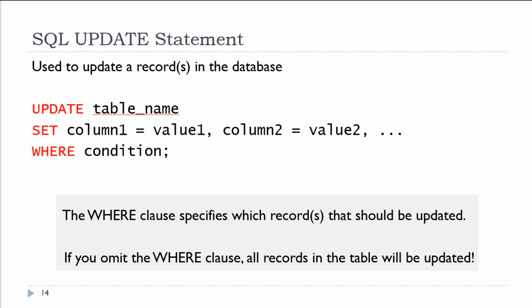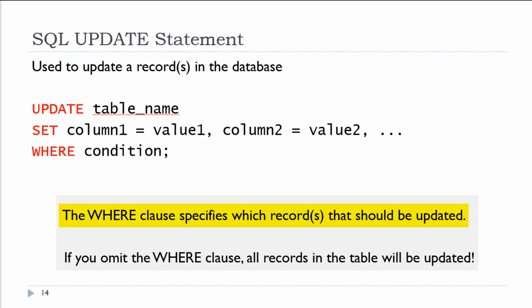The SQL update statement is used to update a record or records in the database. So we use the update command with the set keyword, and you don't necessarily need a where condition, but you almost always will. So we are setting a column to a value. You can set one column or multiple. So essentially we are changing a value in a column in the database.